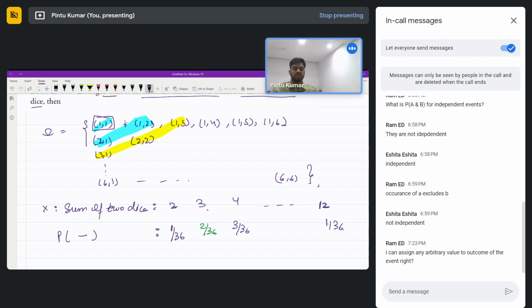In the middle, somewhere at 5, 6, 7, this is 4 by 36, this is 5 by 36, you will get 6 by 36, and from here on, it will reduce. This will be 5 by 36 and so on. Okay. So, I can assign an arbitrary value to the outcome of an event, right? Generally, those are numerical values, and whatever values you assign, you have some associated probability with it.